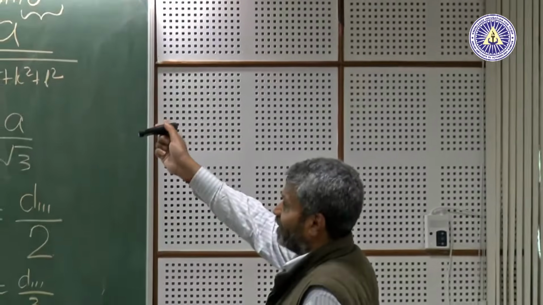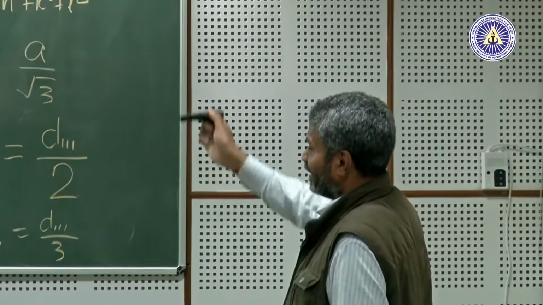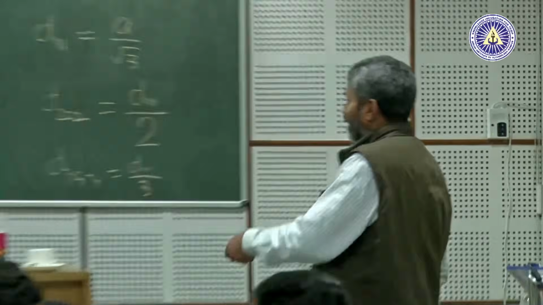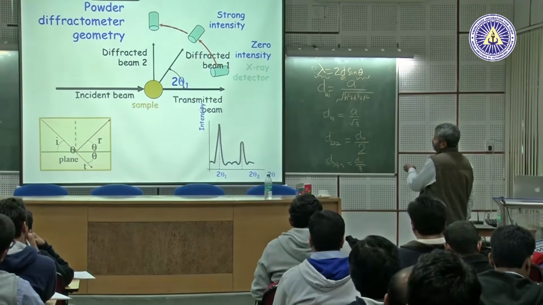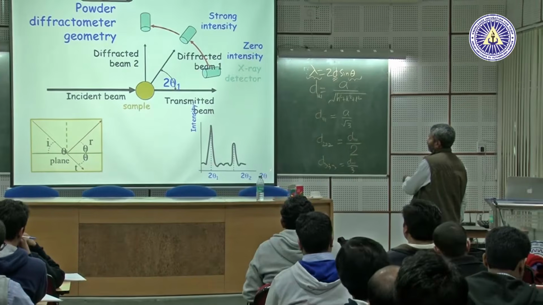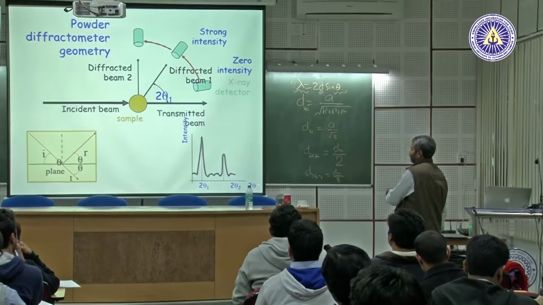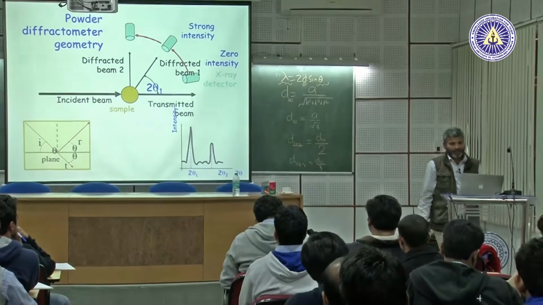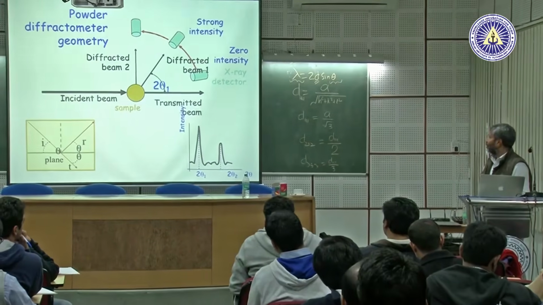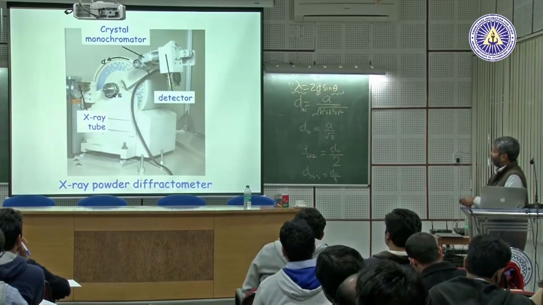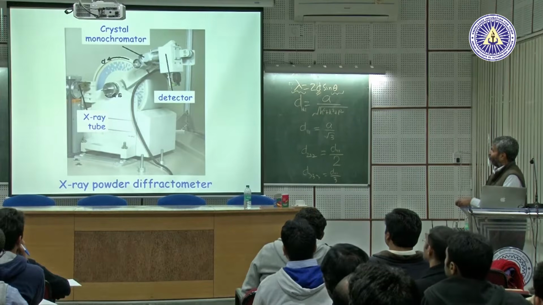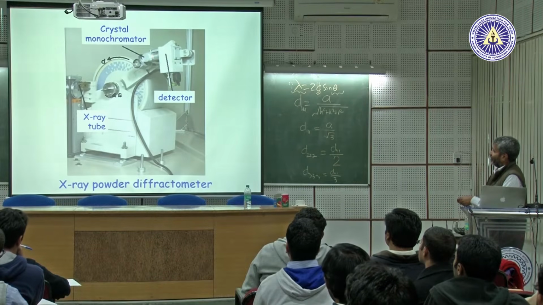So, as the detector is moving, it is catching the beam. How much the detector has moved gives you 2 theta, and how much intensity it is catching gives you I. So, that gives you the diffraction pattern, intensity versus 2 theta, which you get from these diffractometers. So, this is an actual diffractometer. This is the circle on which the detector is moving. Here is the detector. The sample stage is here inside.